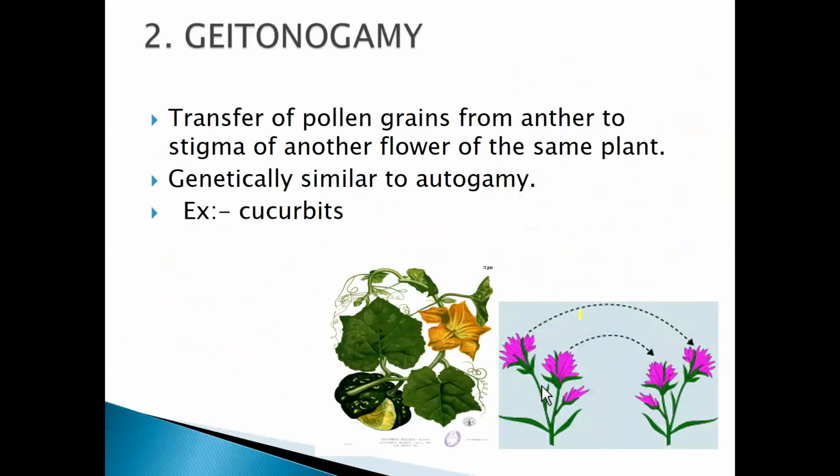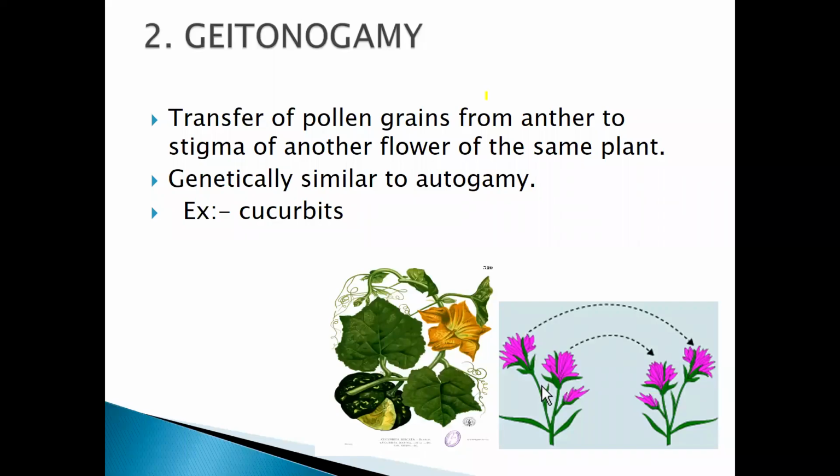Next, coming to Gaitanogamy. Now, what is this Gaitanogamy? Gaitanogamy is also a self-pollination process, students. You need to remember it. That is also a kind of self-pollination process. Autogamy is also a self-pollination process. Gaitanogamy is also a self-pollination process.